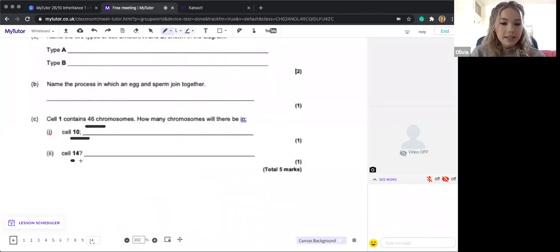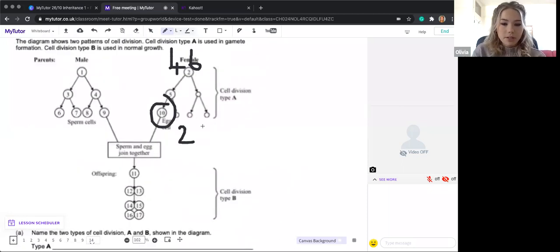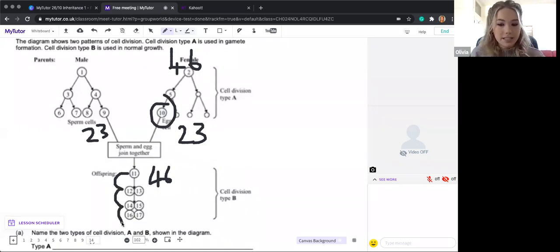And cell 14, we know, so we have 2 lots of 23 come together, and that forms cell 11, which has 46. And cell 14, these are just dividing by mitosis now, okay? So they're all going to have the same numbers.